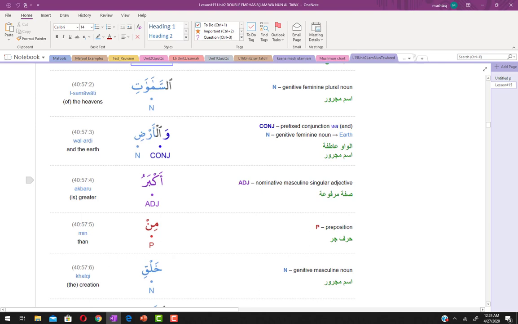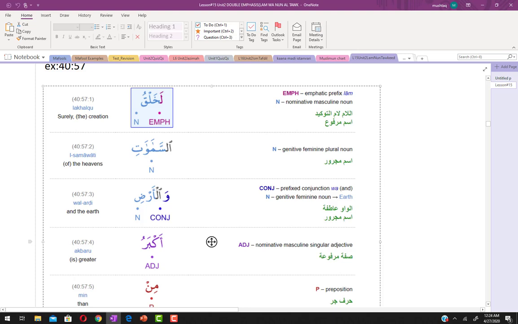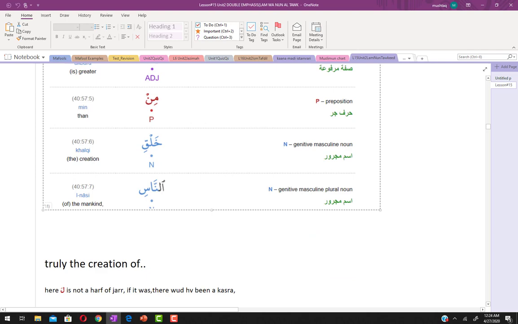Right? So here this lam is not a huruful jar. If it was huruful jar, then it would have become li khalqi, right? But this is lam al-tawqid, no change in the noun, it remains the same. So it is la khalqu samawati, truly the creation, right?